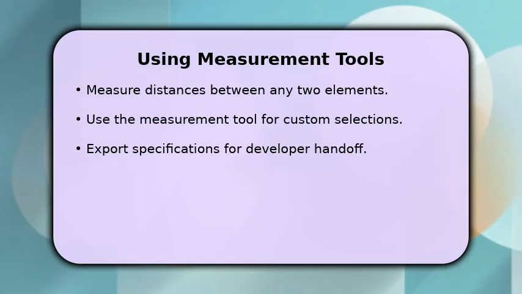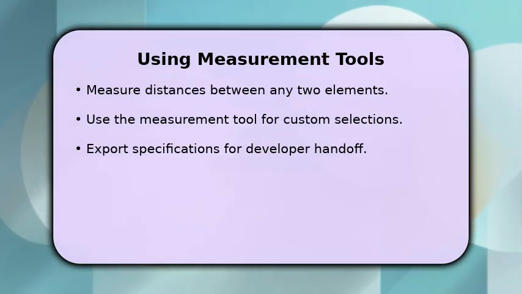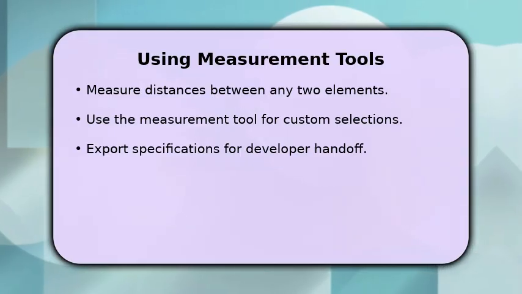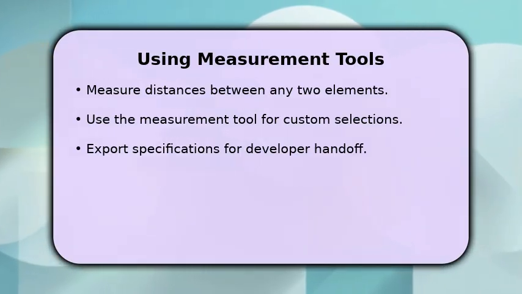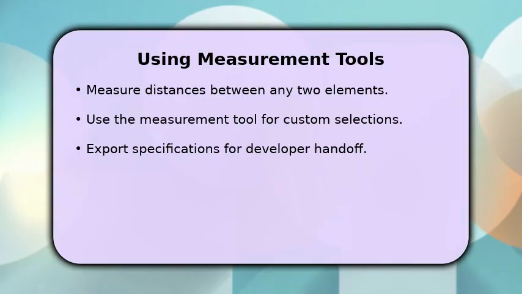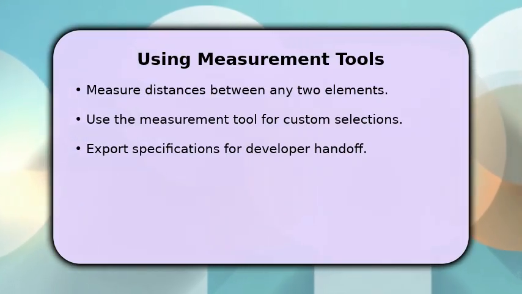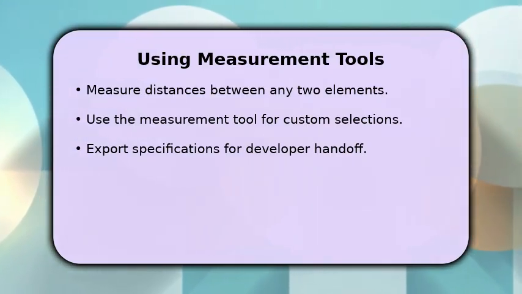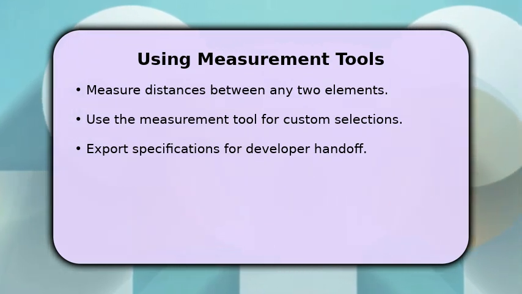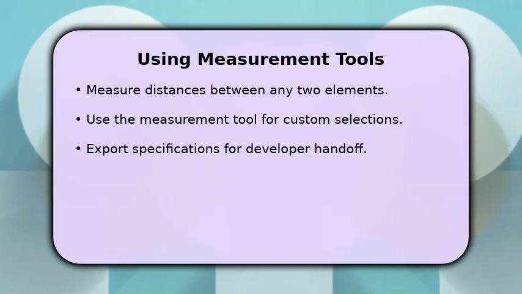Beyond hovering, Invision offers advanced measurement tools. You can select two elements to see the exact distance between them, both horizontally and vertically. This feature is incredibly useful for ensuring consistent spacing and alignment throughout your design. Furthermore, you can easily export these specifications, providing your developers with all the necessary information for a seamless and accurate implementation of your design vision.